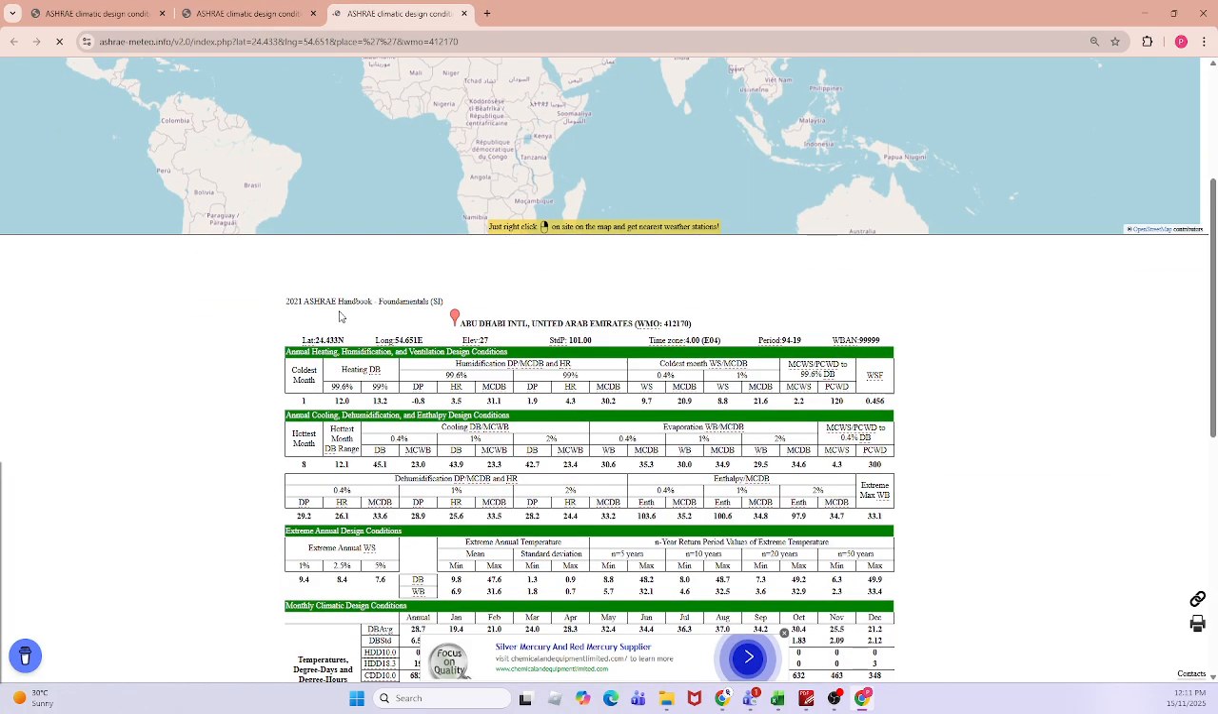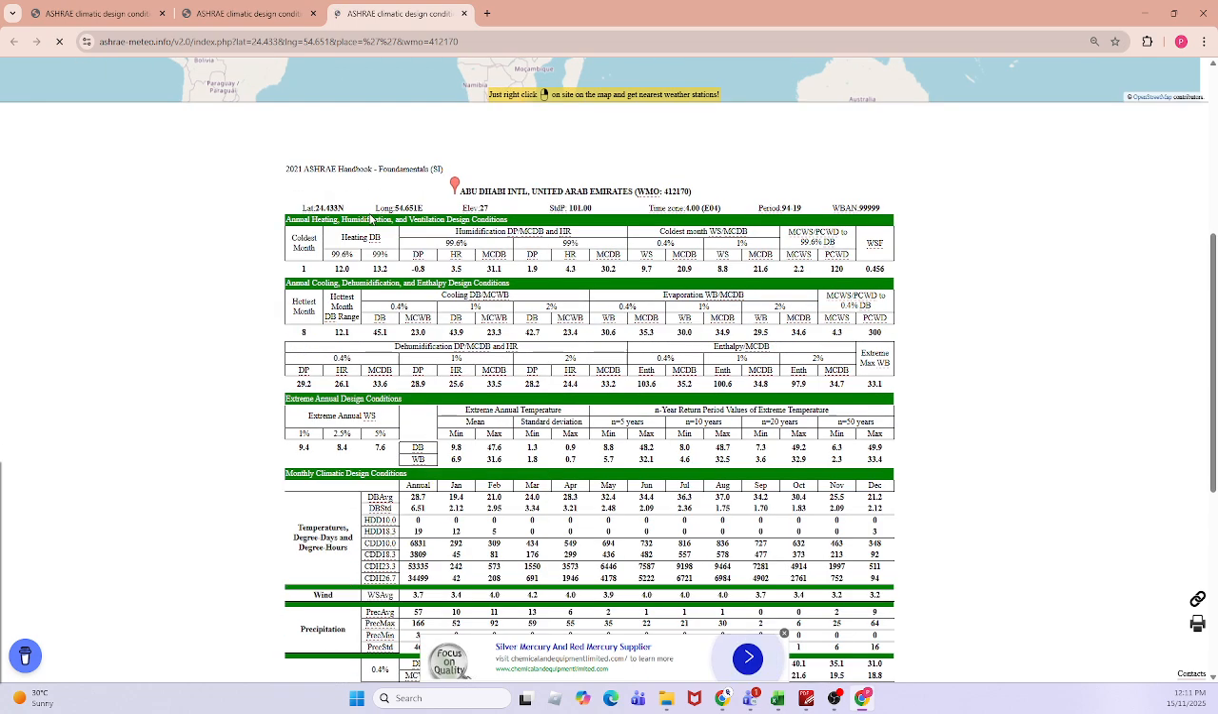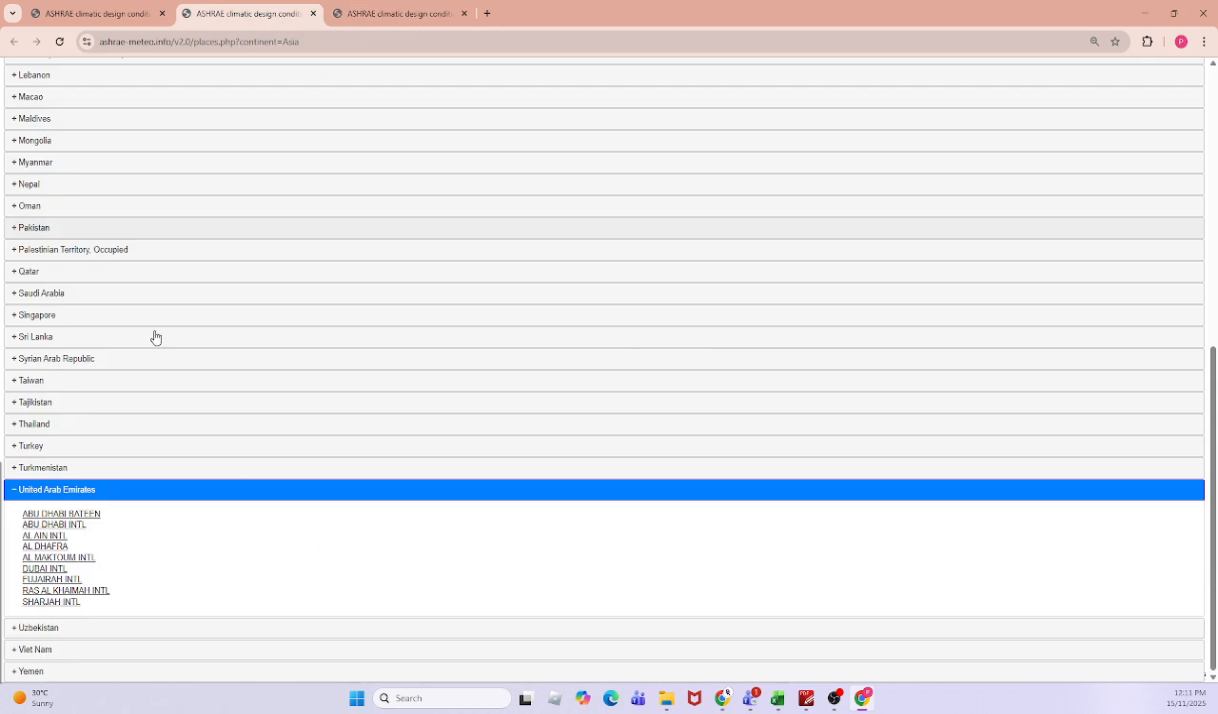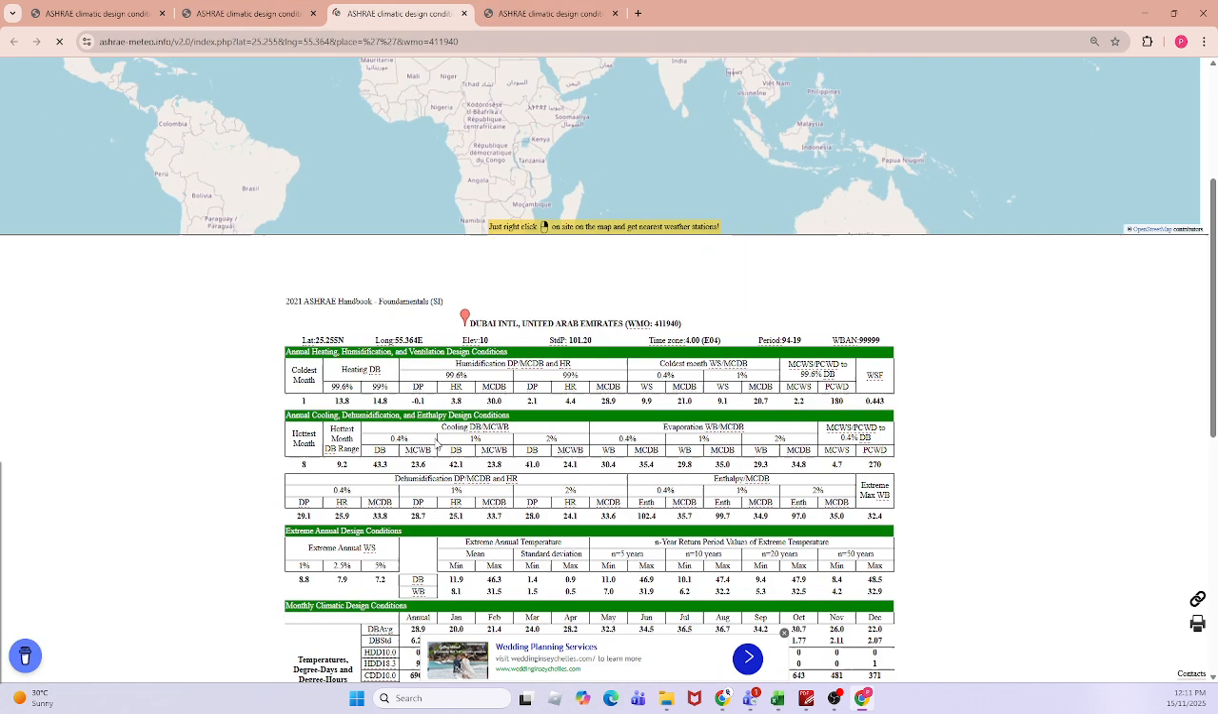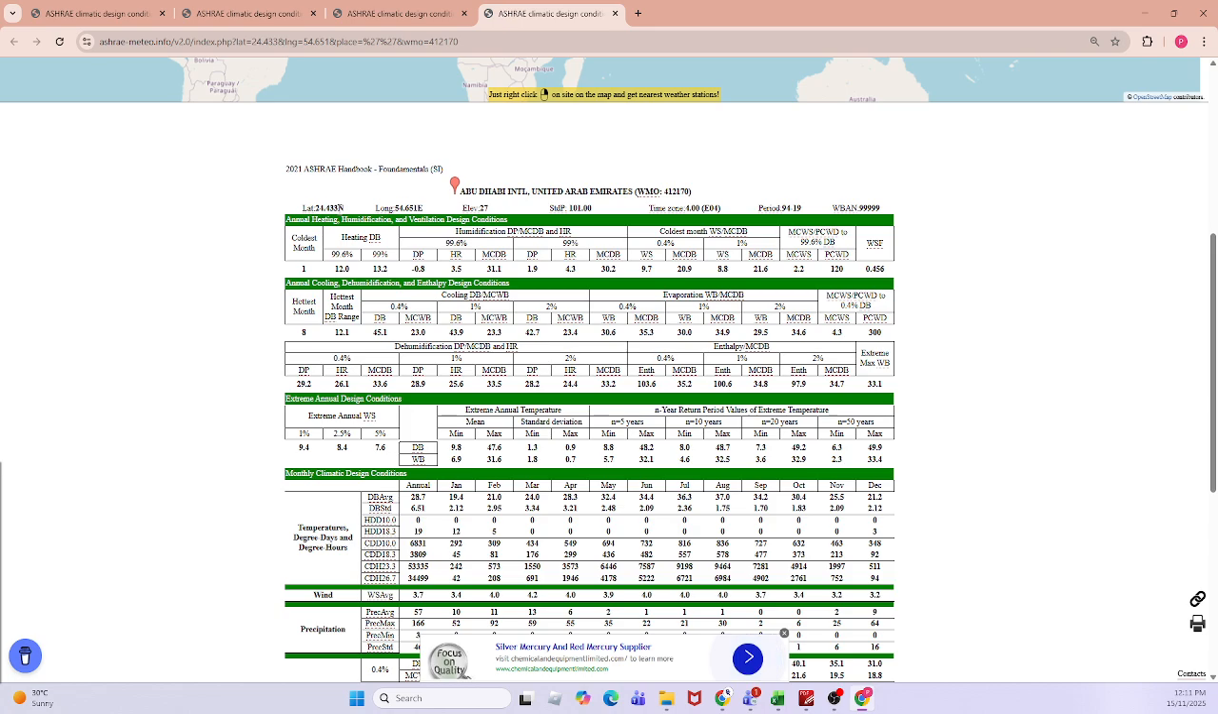you will find ASHRAE fundamentals, right? Here, can you see there is a latitude and longitude? This 24.4 is north. Each and every location has a latitude and longitude. If I go to Dubai, you can see here 25.25 and here 24.43. So these are the coordinates on the globe.